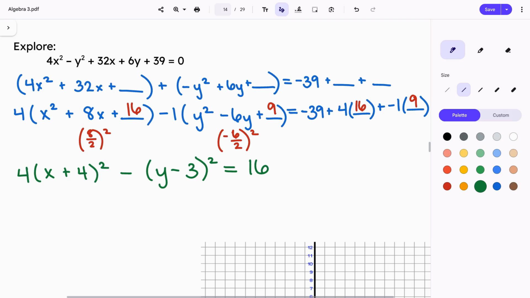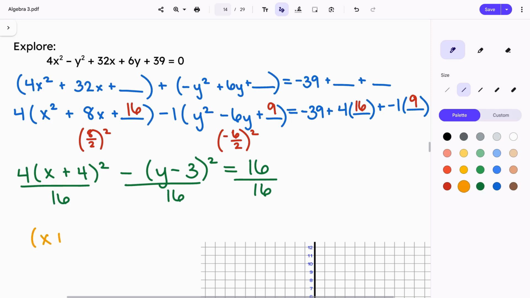Okay. All right, now I want it to equal 1. So I'm almost there. I'm almost ready to start thinking about the graph. I need to get rid of that 16 and make it a 1. So we're going to do that by dividing by 16 on everything. 4 over 16, how does that reduce?